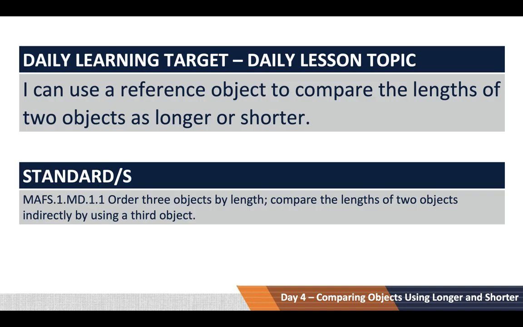You should have 11. Our daily learning target for today is I can use a reference object to compare the lengths of two objects as longer or shorter. Our standard is order 3 objects by length. Compare the lengths of 2 objects indirectly by using a third object.